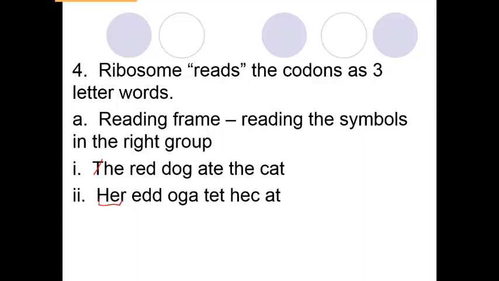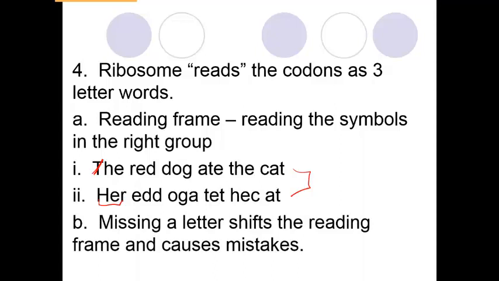So grouping your letters together into 3-letter words is incredibly important. When we get into different mutations that can happen, we're going to revisit this whole idea of what can happen when a letter gets deleted and how that can shift the words around into a different order. When we miss a letter, in this case we deleted a letter, it does shift our reading frame, causes quite a few mistakes, and in the end makes our sentence pretty much unrecognizable.